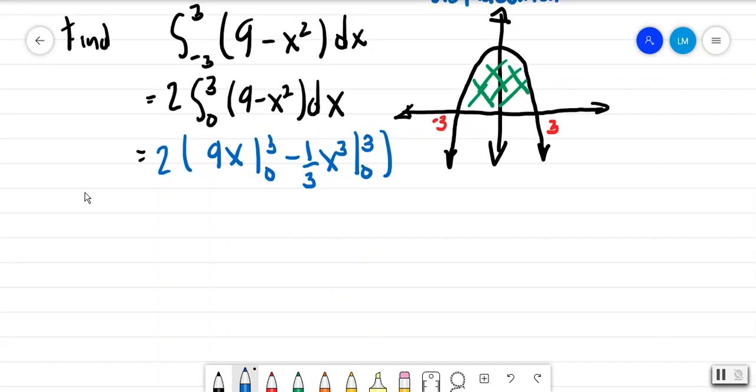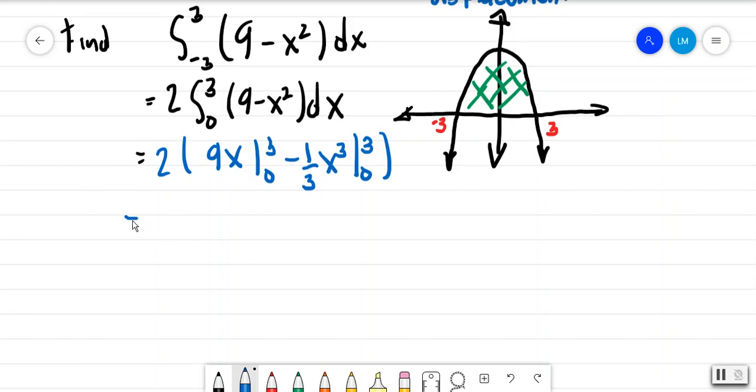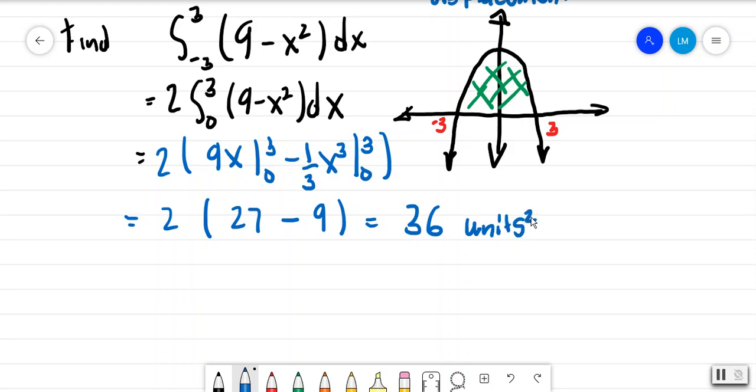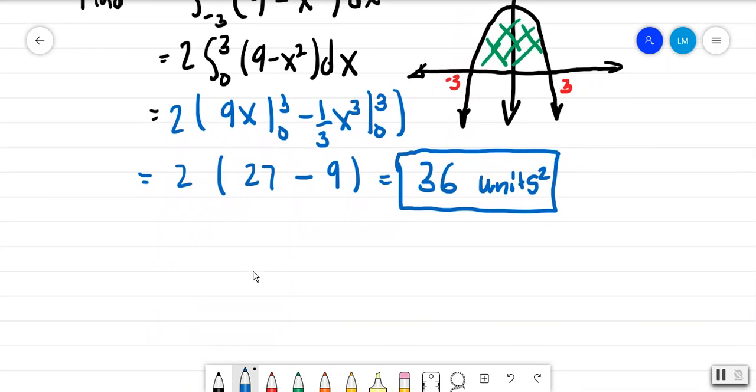So what this does is it gives you 2 times 27 minus, well, you have 27 divided by 3, which is 9. So in this case, this is going to give you 36. So this is 36 units squared. And that's it.